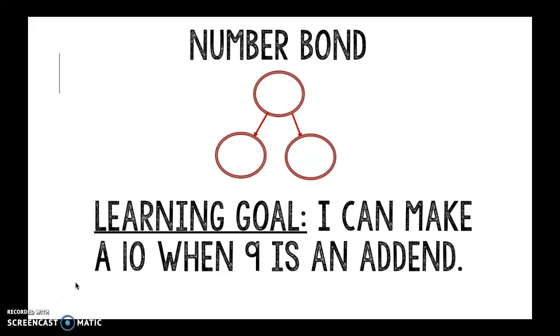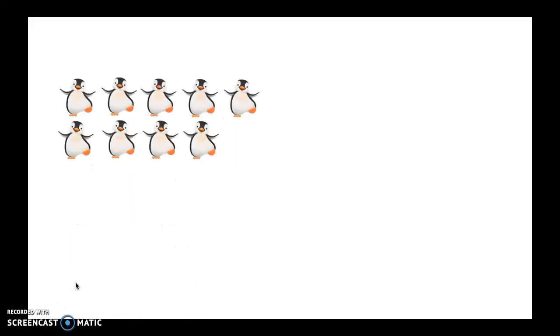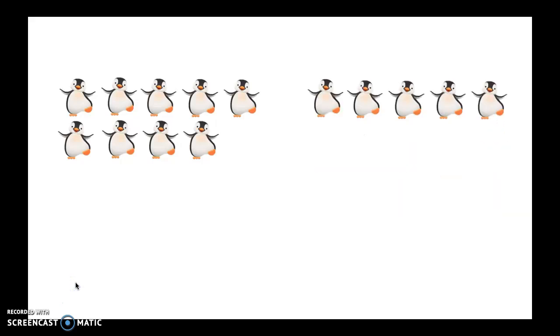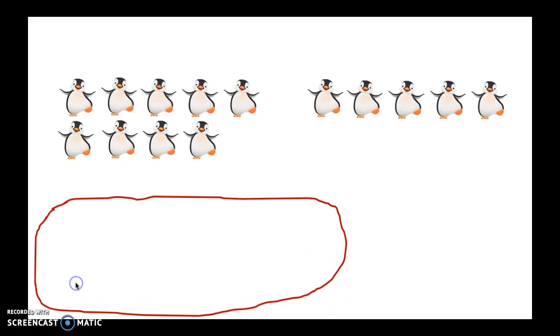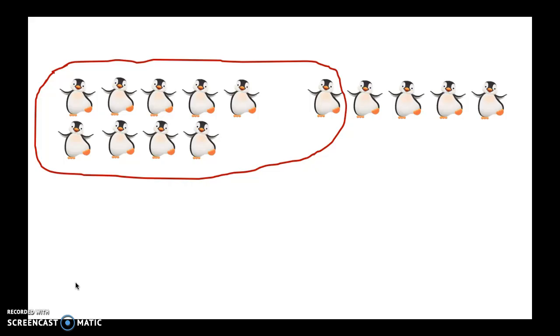Here we go. I went to the zoo the other day and I saw 9 little penguins. Oh my goodness, they're so cute. I walked further down the hallway and I saw 5 more penguins. I want to know how many penguins I saw that day. I know our learning goal said that I'm going to make a 10. So if I have 9 and I add one more, yep, there's my 10.